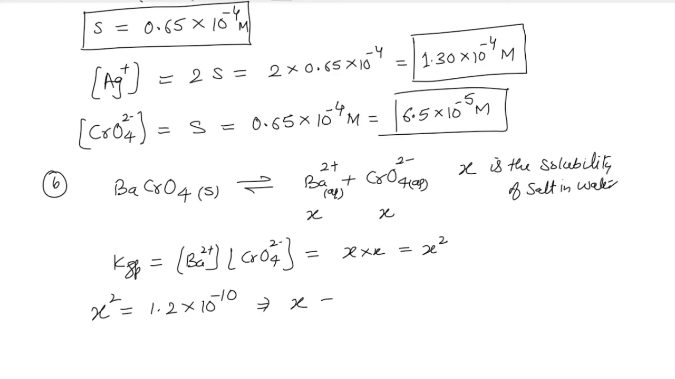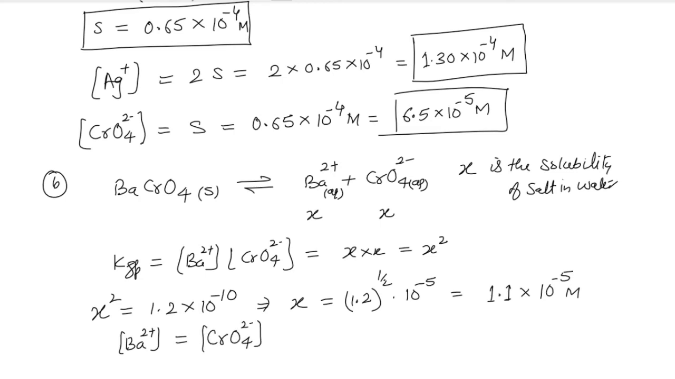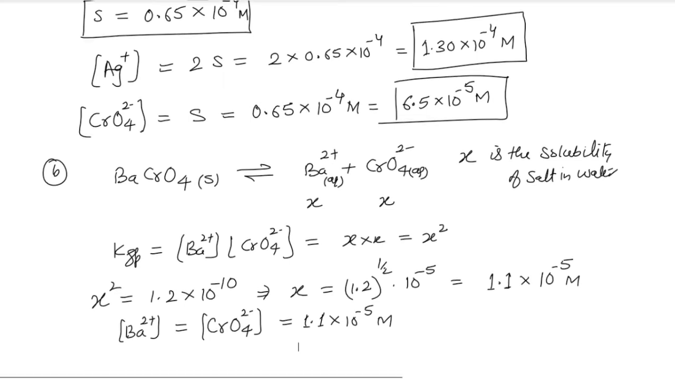That implies X is equal to 1.2 raised to power 1 by 2 into 10 raised to power minus 5. The square root of 1.2 is 1.1, since 11 squared is 121, so 1.21. It is very simple, there is no tedious calculation. So the barium ion concentration as well as the chromate ion concentration is the same, that is 1.1 into 10 raised to power minus 5. That's it. So this is the B part.